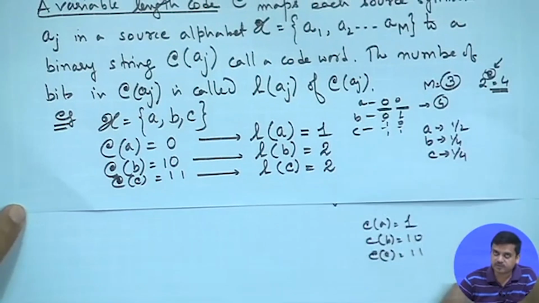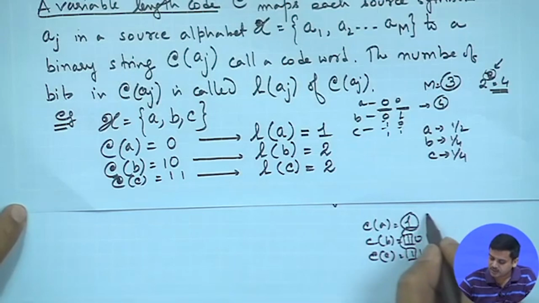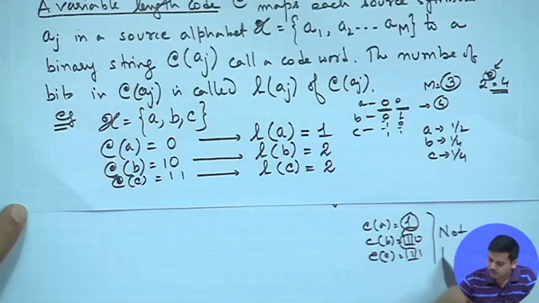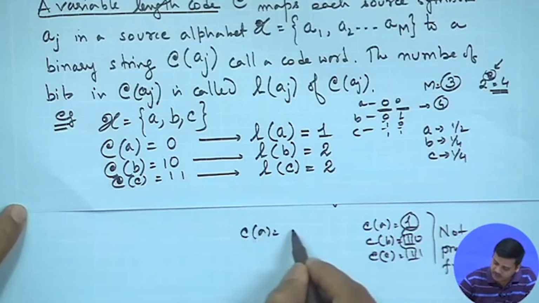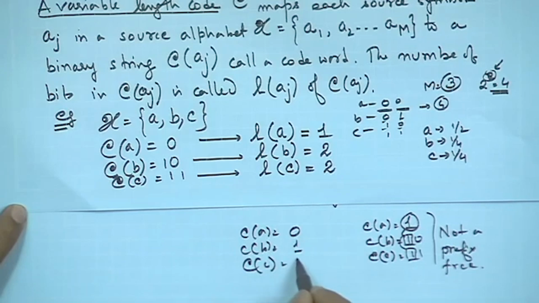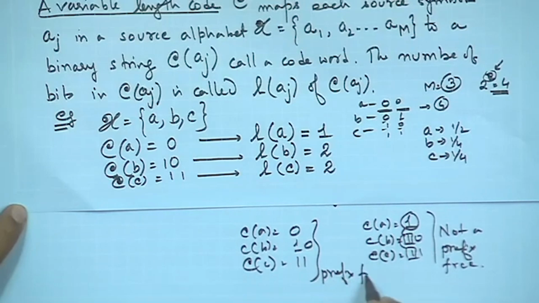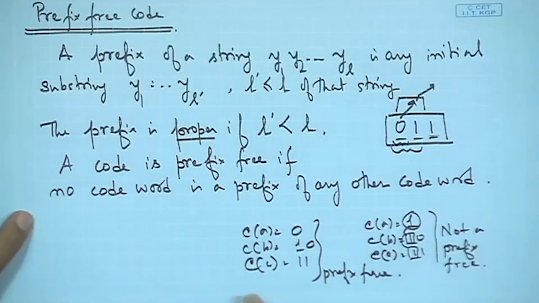Clearly, it violates the prefix free condition, because 1 is a code which is a prefix over here. So, this is not a prefix free code, whereas this particular example, C of A is equal to 0, C of B is equal to 1, and code of C is equal to 1 1, this is a prefix free code. So, this is how we can distinguish between a prefix free and a non prefix free code.